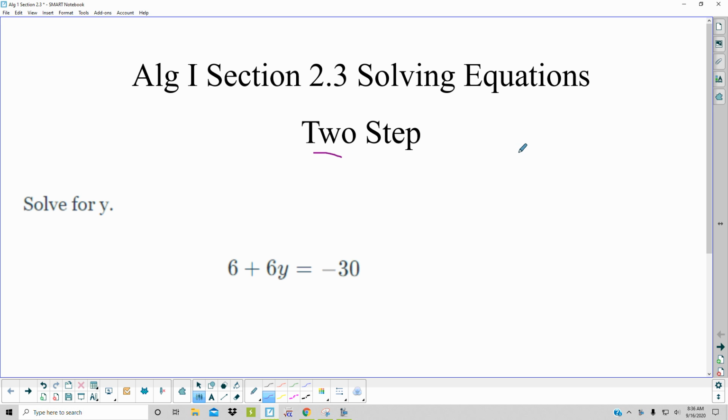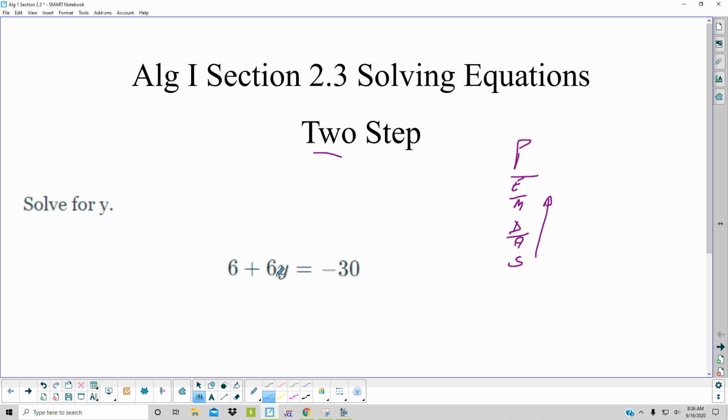And you're always going to undo, so just looking at PEMDAS quick, you're going to be solving up PEMDAS. So you're always going to undo adding and subtracting first, then take care of any multiplying or dividing.